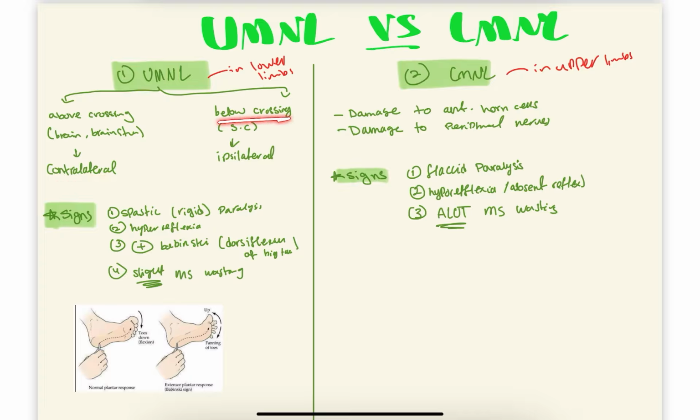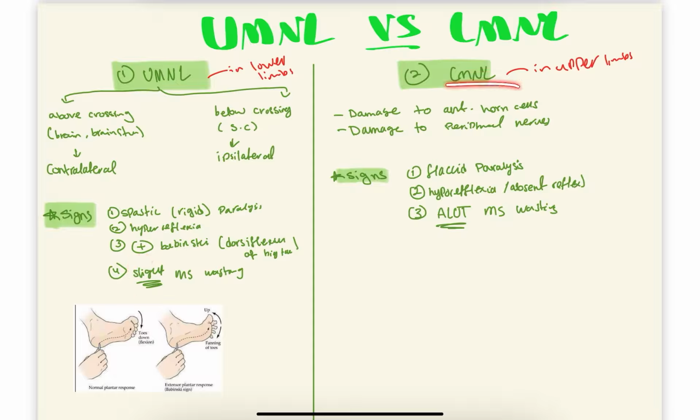What if it happens below the crossing, let's say in the spinal cord? It will be on the ipsilateral side of the body. Now, what are the most important signs that we need to pay attention to? It has a spastic or rigid paralysis, like a stiff body. Hyperreflexia, a lot of reflexes, and a positive Babinski sign, which is the dorsiflexion of the big toe. Normally, we have a normal plantar response where your toe is going to go forward like this. The Babinski sign is the fanning of the toes, dorsiflexion of the toes. And we have slight muscle wasting, slight, pay attention.